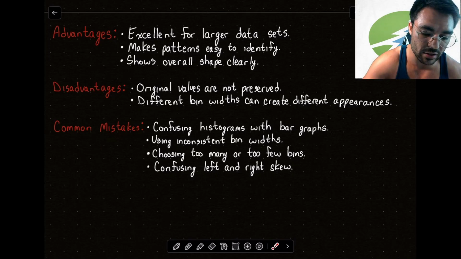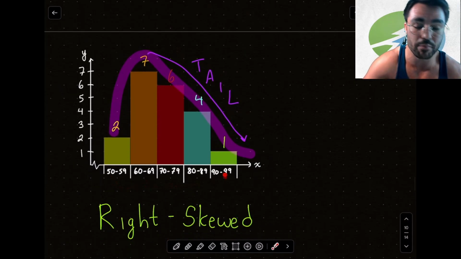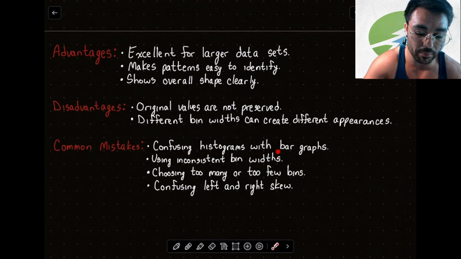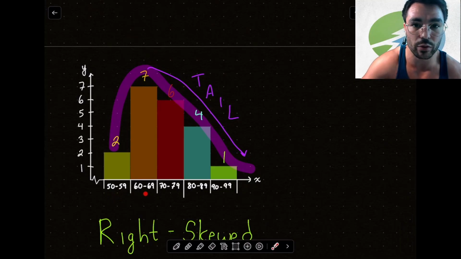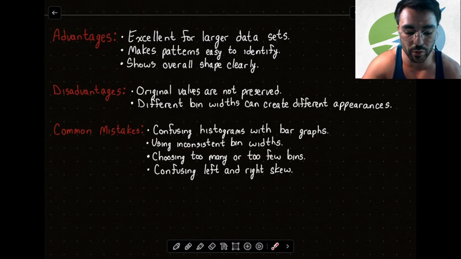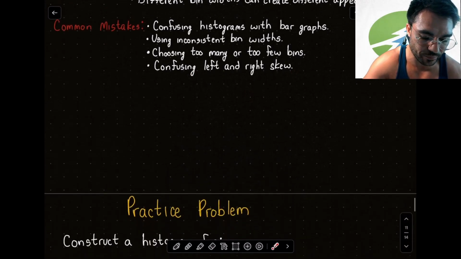And common mistakes: confusing histograms with bar graphs. It's presented as a bar graph, but because of our bins, it's not technically a bar graph. Using inconsistent bin widths, they all must be the same. You can't have one bin width of 10 and another of 6, another of 7, another one of 10. They all have to be the same. If you pick 10, 10 is your bin width. Choosing too many or too few bins. And again, the most common one I see, confusing left and right skew. Again, the skew is where the tail is, not where the peak is.